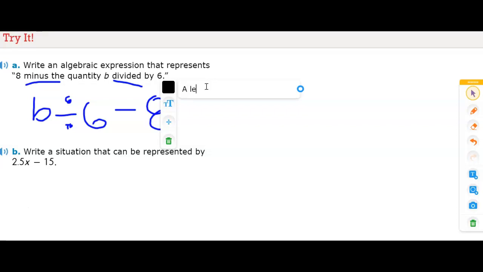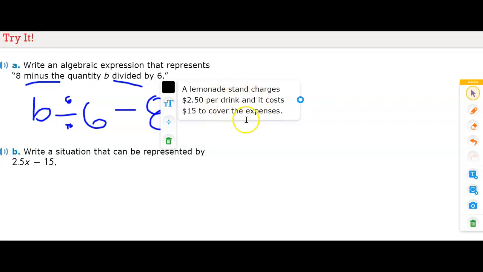A lemonade stand charges $2.50 per drink, and it costs $15 to cover the expenses or materials for the stand.